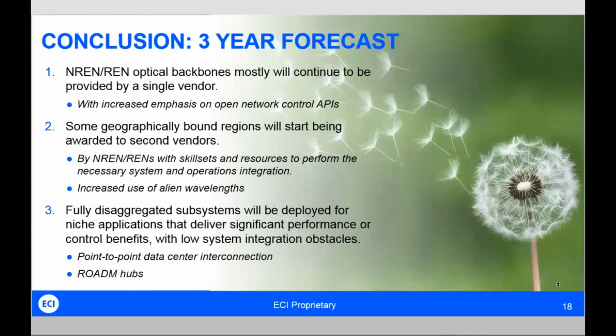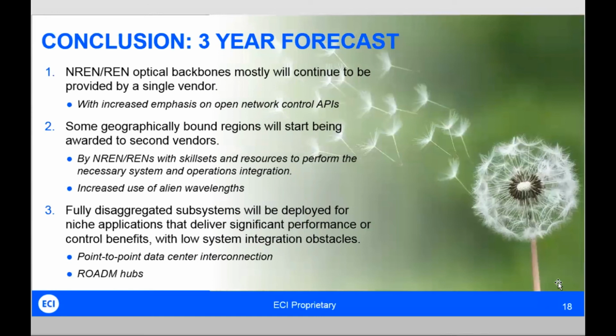We'll also start to see increased use of alien wavelengths. If you have multiple vendors, it doesn't mean that you necessarily need to constrain them all to a single region. What you can start to do now is start running different vendors' signals over the other vendors' networks.